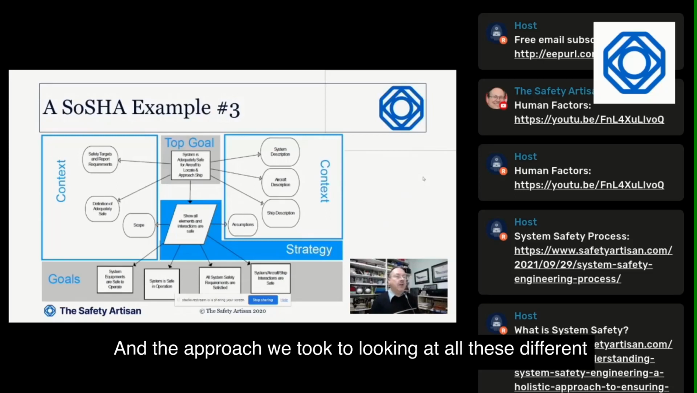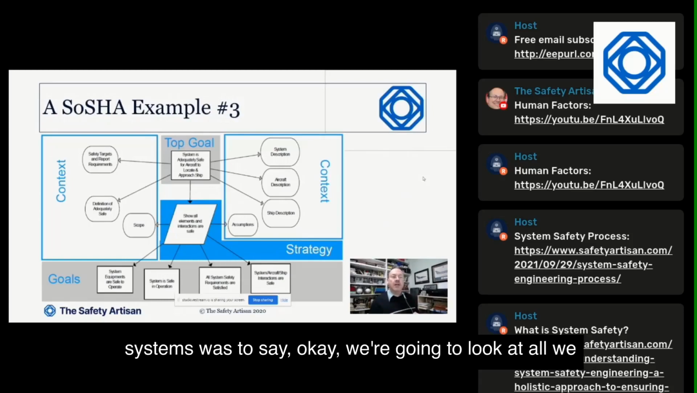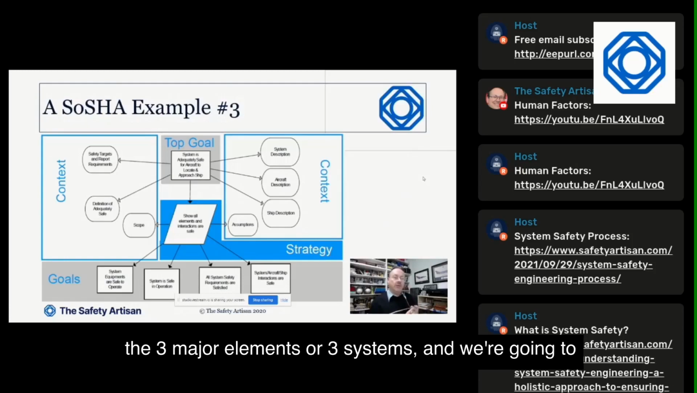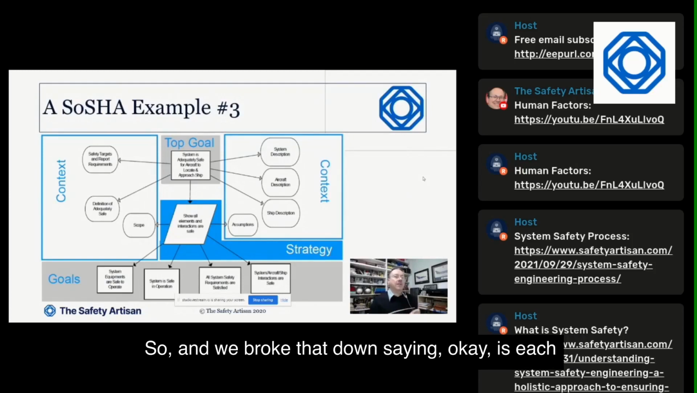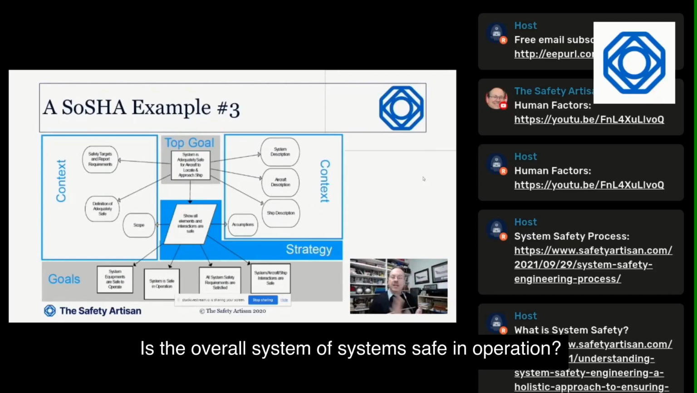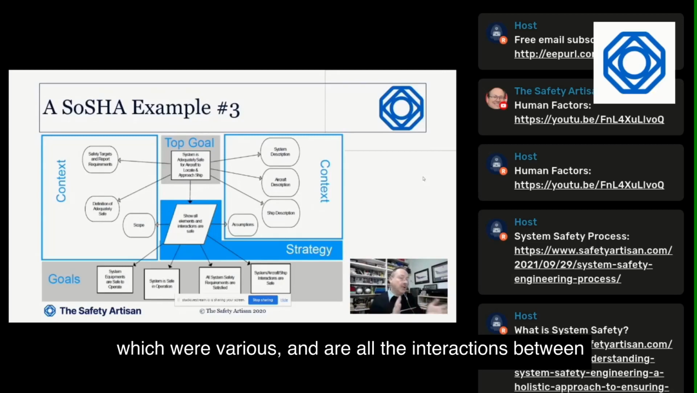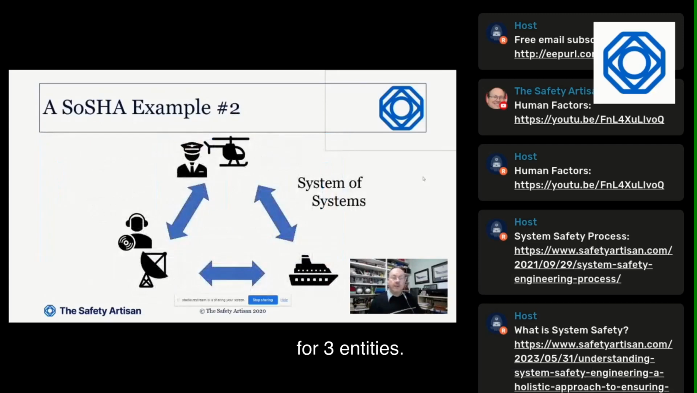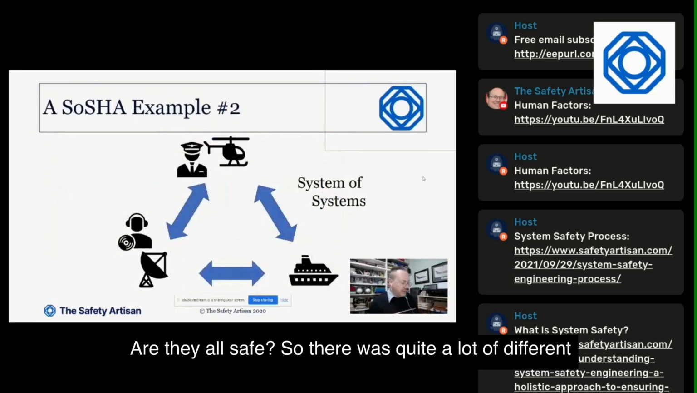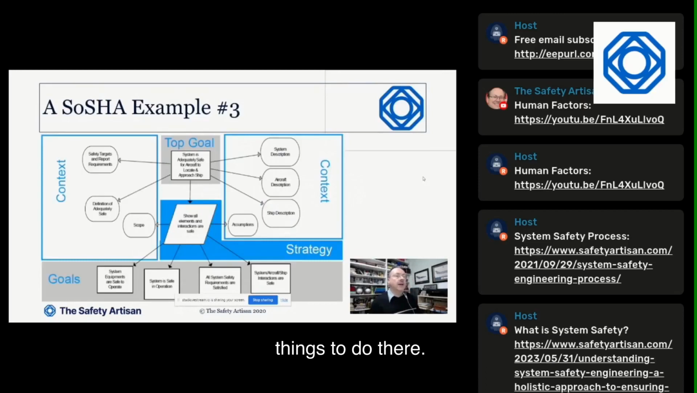And the approach we took to looking at all these different systems was to say, okay, we're going to look at all the three major elements, the three systems, and we're going to look at the way they interact. So we broke that down, saying, is each system safe to operate? Is the overall system of systems safe in operation? Have we met all the safety requirements, which were various? And are all the interactions between the three entities all safe? So there was quite a lot of different things to do there.